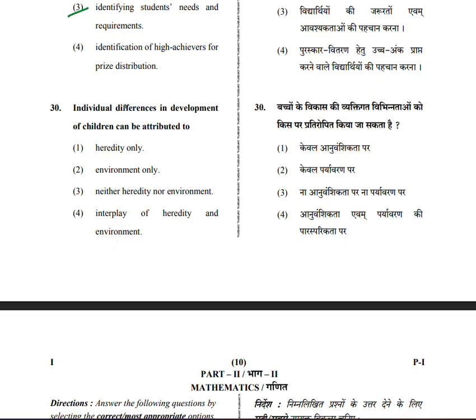So here, individual differences in development of children are due to the interplay of heredity as well as environment. So the fourth option is the right one. Individual differences in children's development are a result of a complex interaction between both heredity and environment. So the fourth option is the right option. So this completes the psychology part.